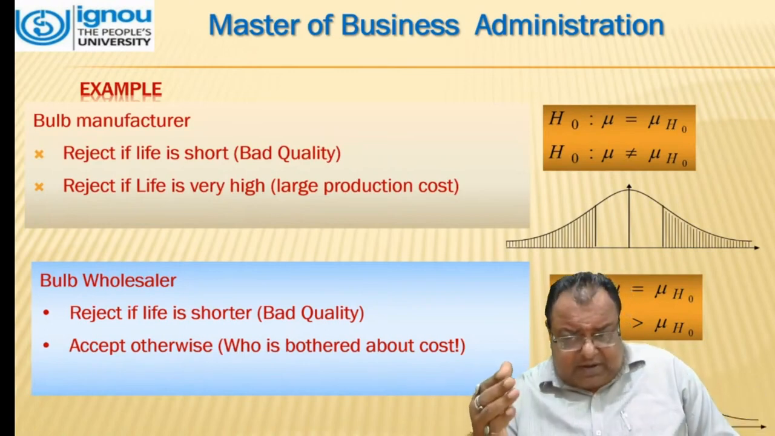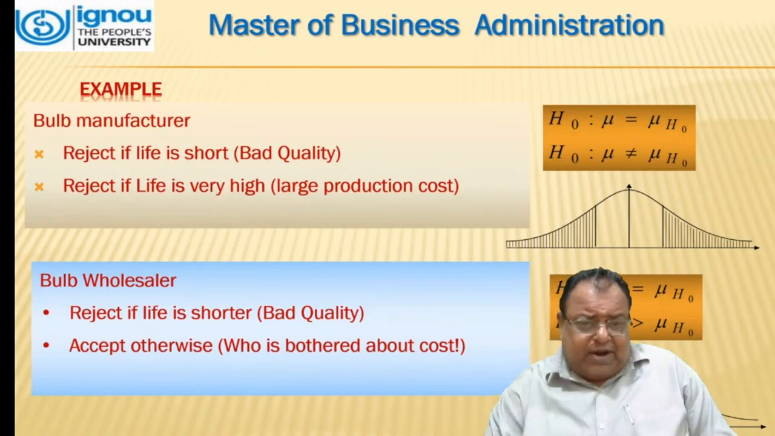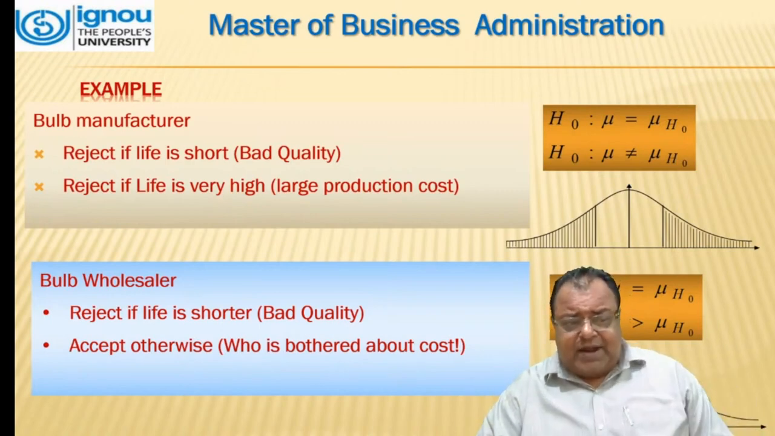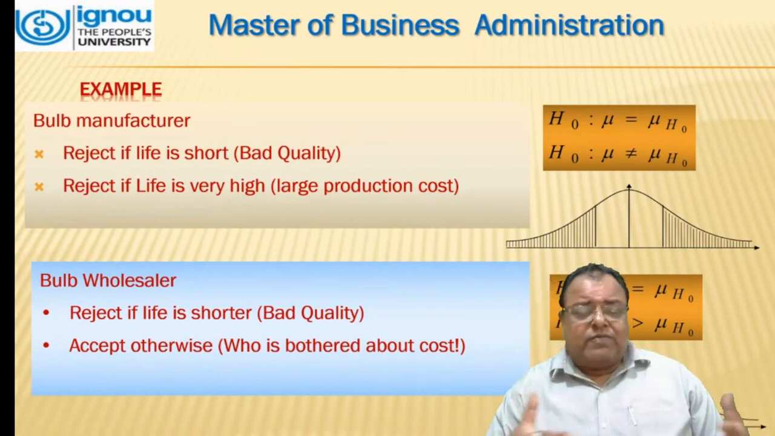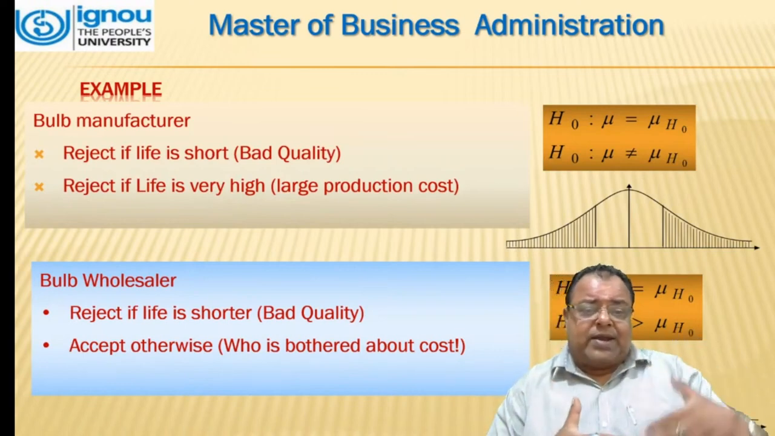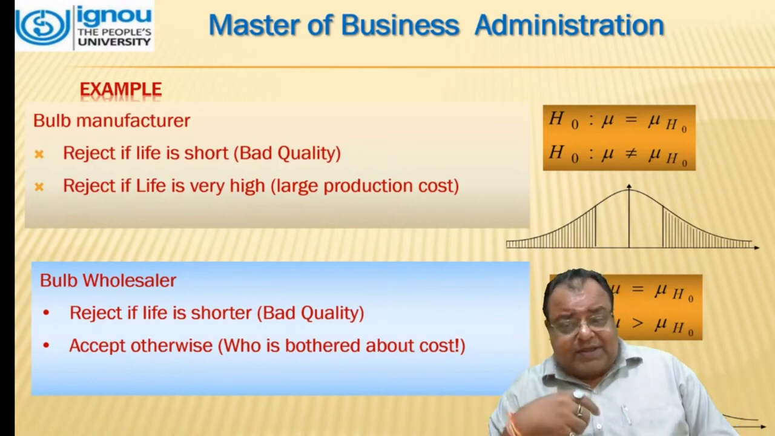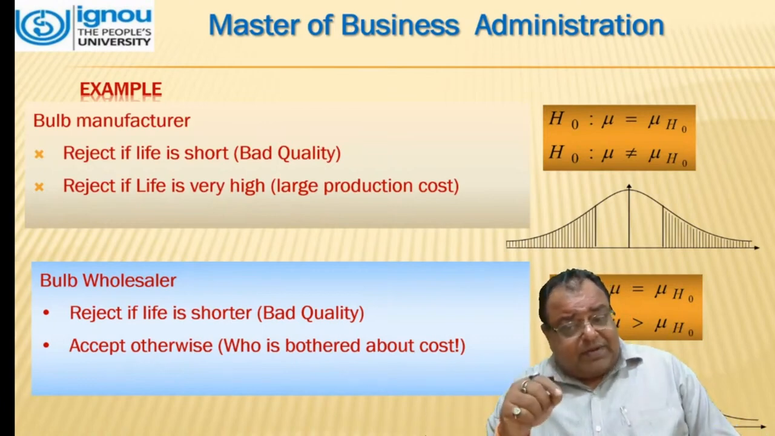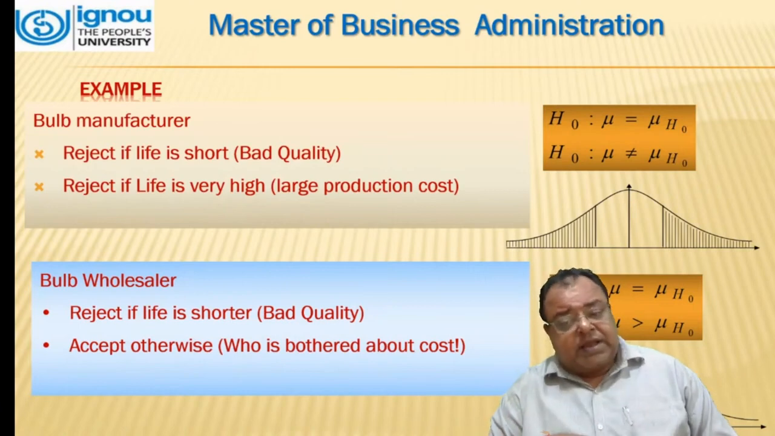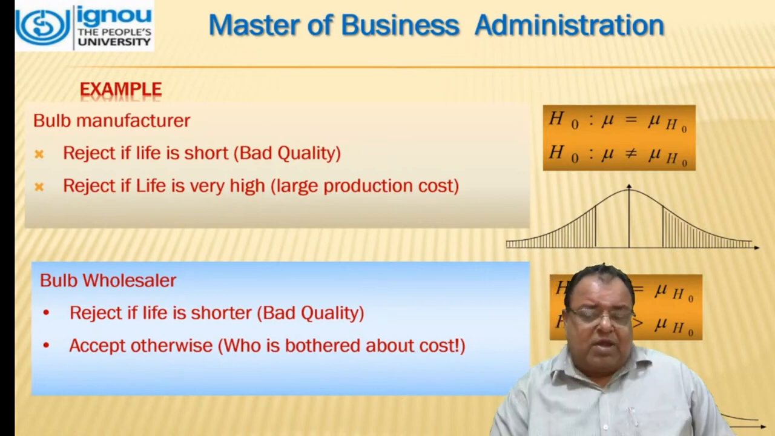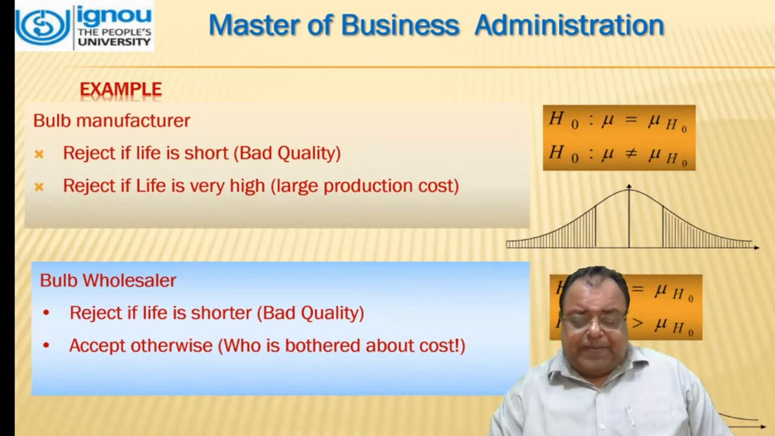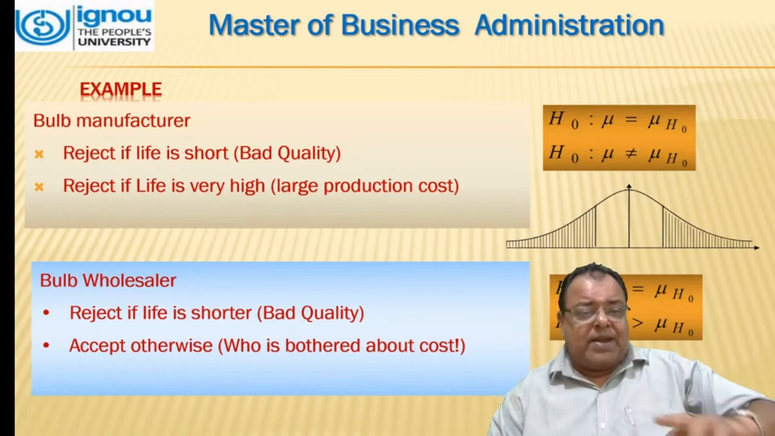So see the difference of the two conditions in terms of a bulb manufacturer and a bulb wholesaler. Both of them are doing business, but their priorities are different. Here in this case, H naught is mu equal to mu H naught, but there H1 is mu should be greater than mu H naught. We will be talking about that side of the graph. So these are the two comparisons.